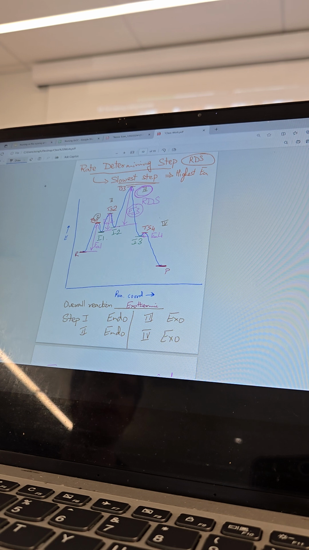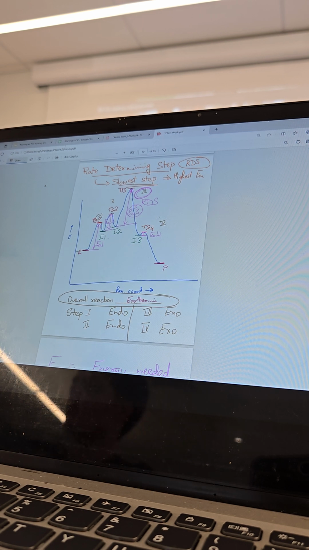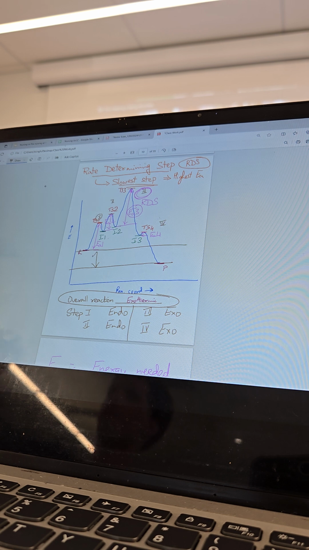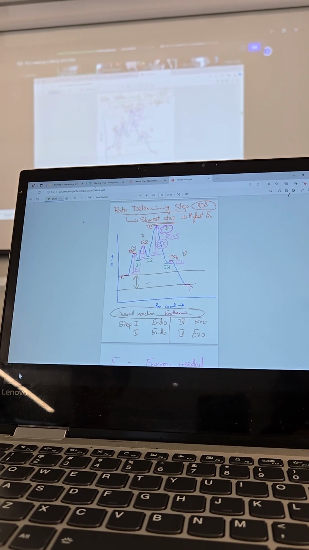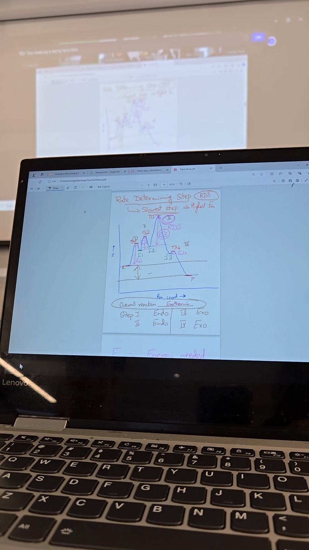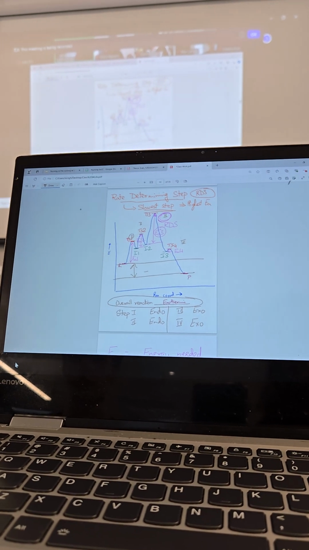And of course, the overall reaction was exothermic because for that we are looking at the difference between the energies of the reactants and products. If that is negative, then it's exothermic. If that is positive, then that's endothermic. Is everyone okay with this? Questions? Understanding the concepts, understanding the terms.